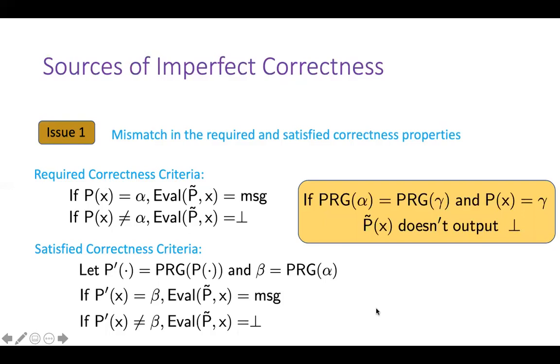This could happen when the PRG that we're using is not injective. In such a case, suppose P of X is equal to gamma and PRG of gamma matches with beta, then the above construction reveals the message. But ideally, we are required to output perp because gamma is not equal to alpha.